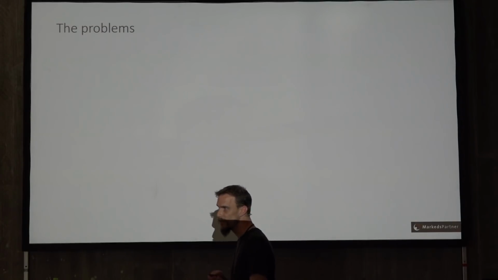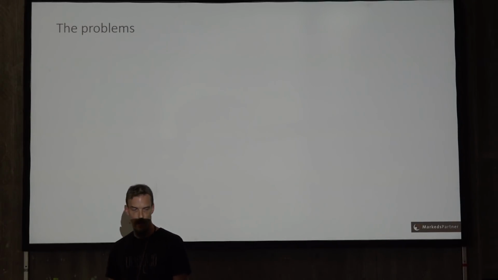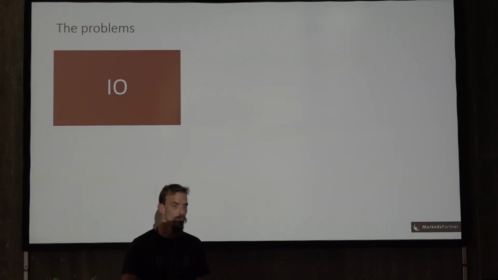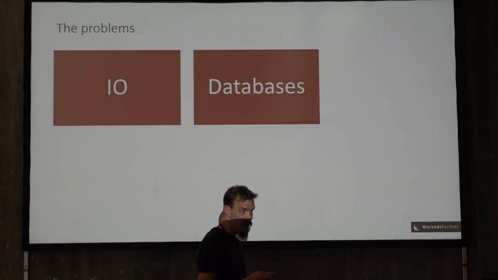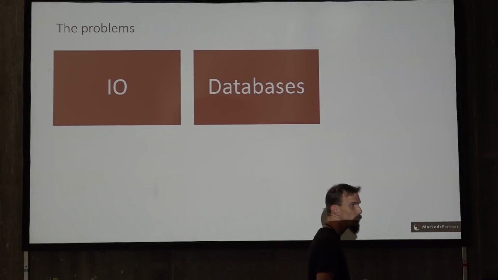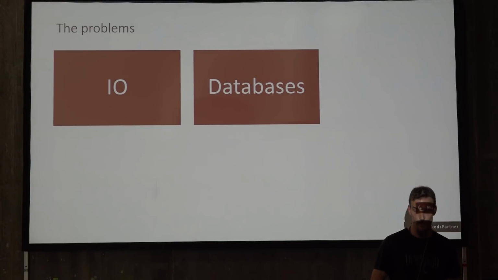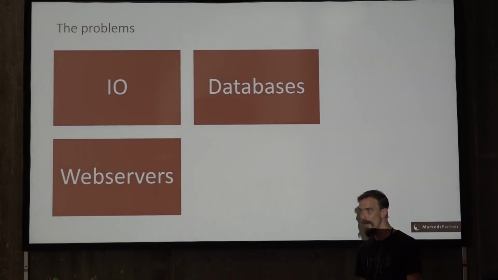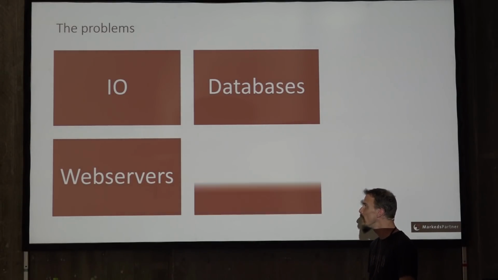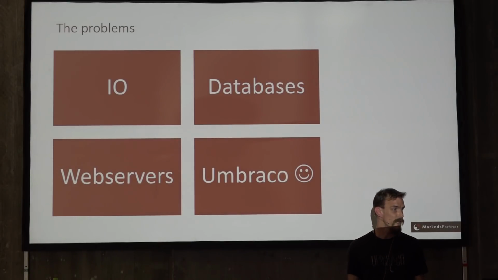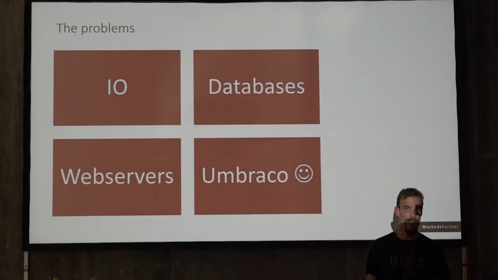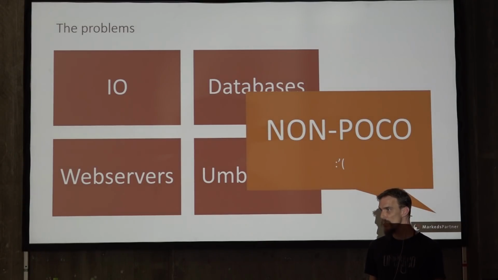This also brings a whole set of new problems if we do things like I/O. Databases, a very prolific type of I/O in our programming. Web servers, another prolific thing in our programming. And of course, Umbraco uses all of these. So when we test Umbraco and use artifacts from Umbraco, we're all over this scenario. And this is not POCOs. These aren't plain old simple C# objects. These are complex beasts that need something to tackle them.